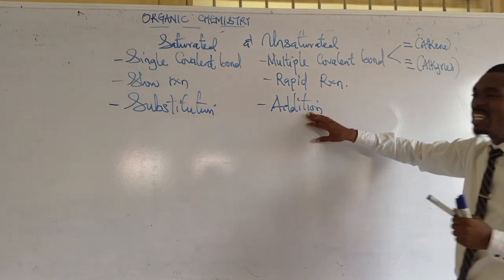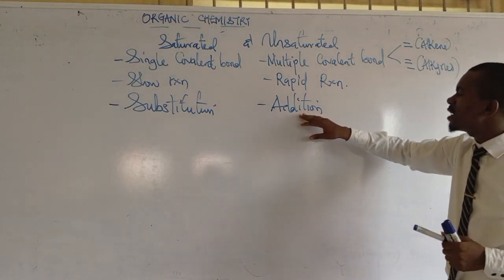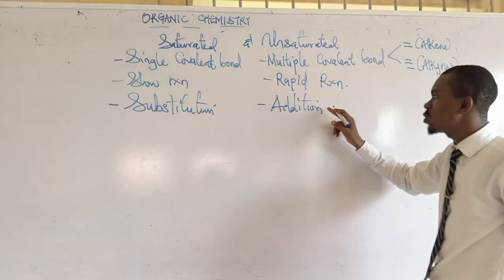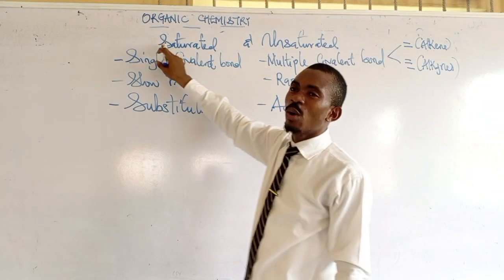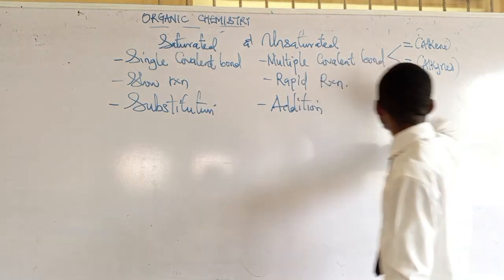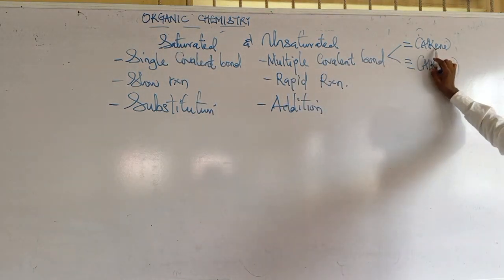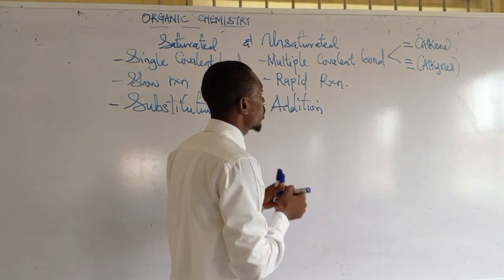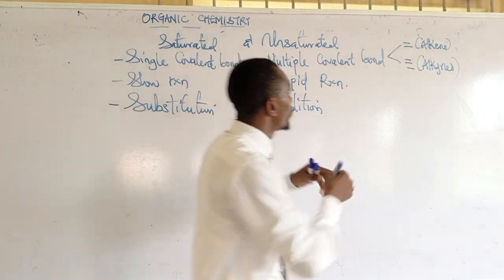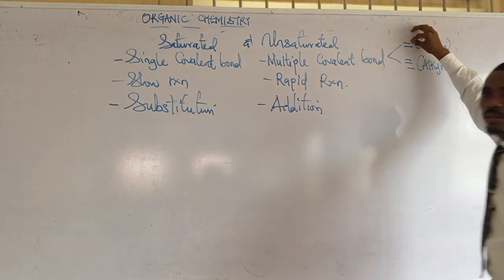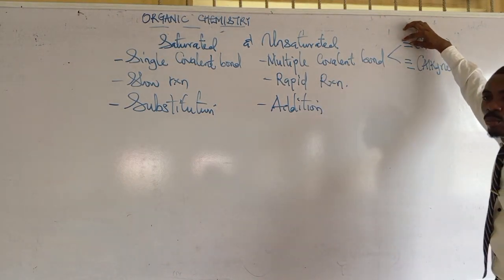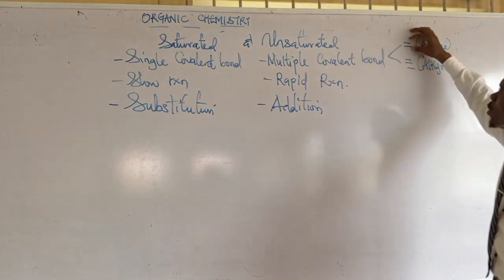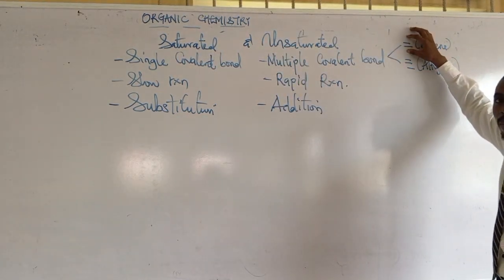Then still under addition reaction, the end result is to form a saturated compound. So if alkene undergoes addition reaction with hydrogen, for example, it will break down this double bond. One bond will be removed, so it will now become saturated. That's why it is a one-step reaction.